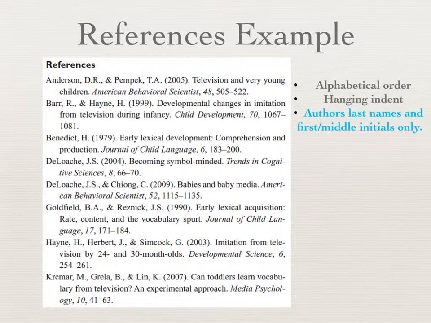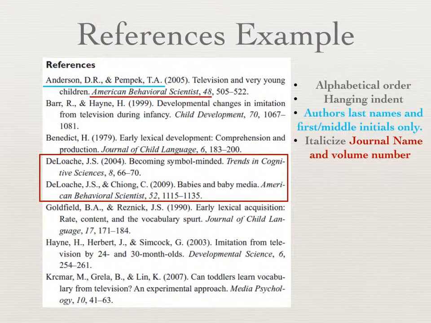Again, we talked about hanging indent. We're only using authors' last names and their first and middle initials. So you don't see any first names here. You don't see any middle names here. We just see initials. You italicize the journal name and the volume number. So you can see this here. We have American Behavioral Scientist, 48 is italicized. We don't have anything else italicized, okay? And that will include the issue number, which is confusing. You're only going to italicize the journal name and the volume number.